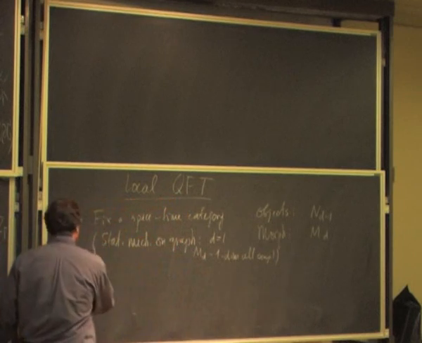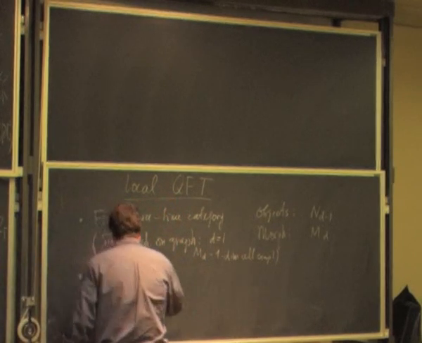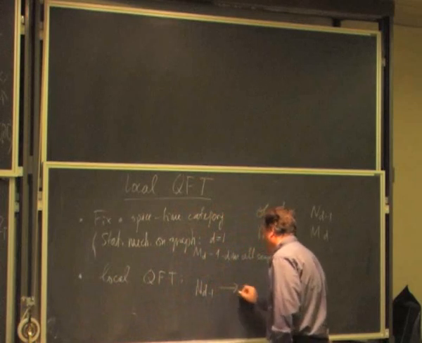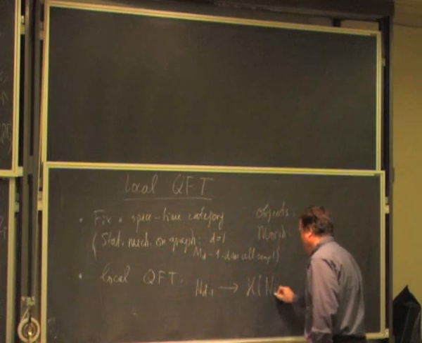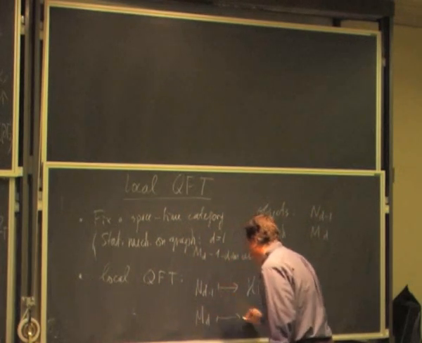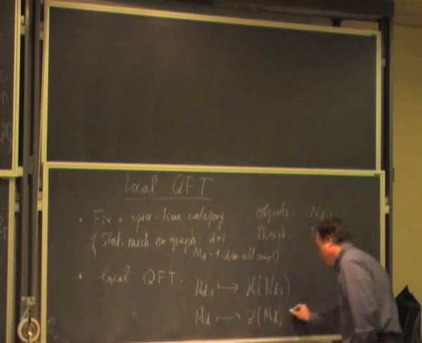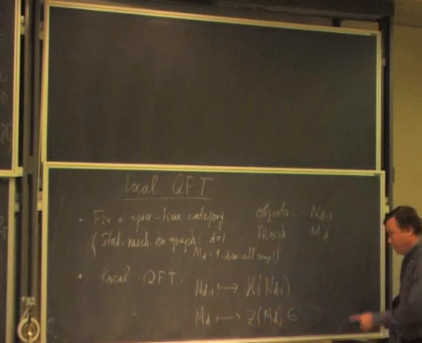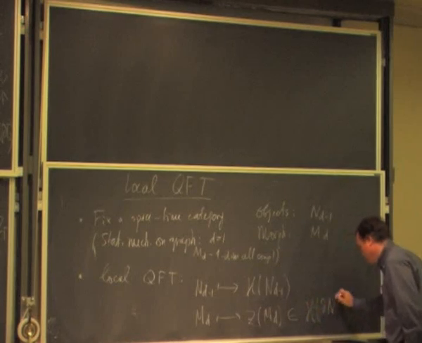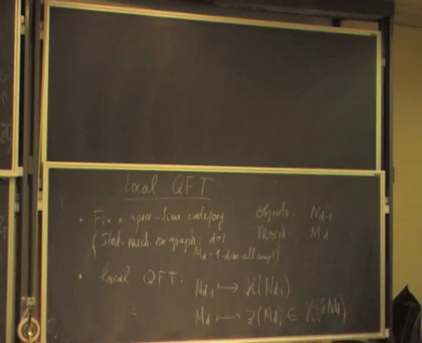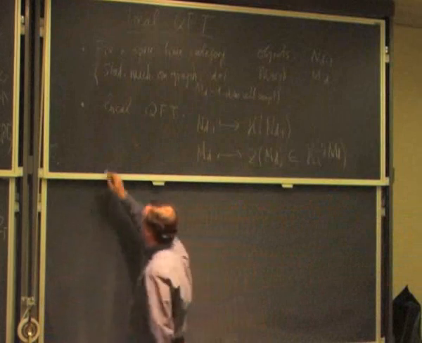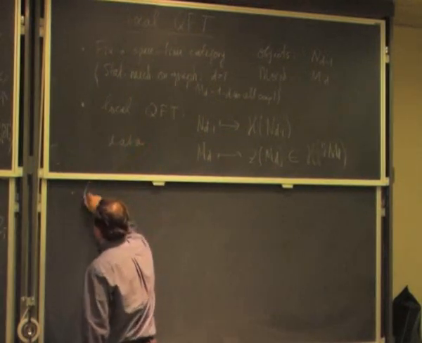So we fix the space-time category, and then a local QFT is the assignment: to each d-1 dimensional manifold you assign a vector space, and to a d-dimensional manifold M you assign a vector in the vector space corresponding to the boundary of M. So these are the data, and then the axioms.